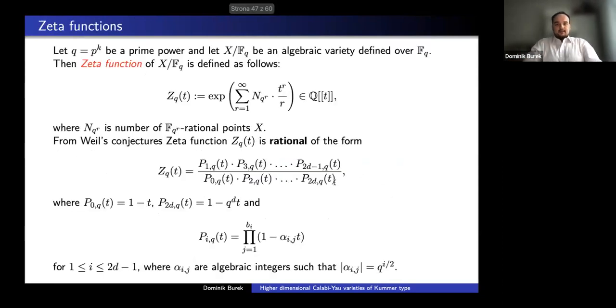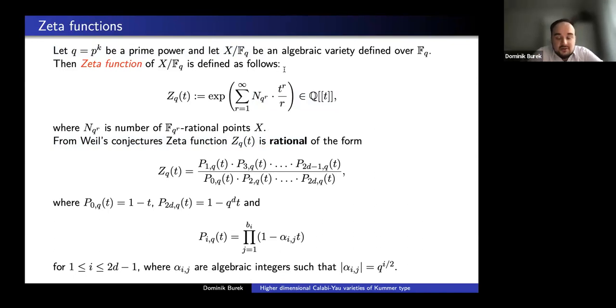All right. And after that, I decided to focus on zeta functions. It is a very important object attached to an algebraic variety. It encodes very important information, such as the number of F_q-rational points. Here we consider an algebraic variety over some finite field F_q, where q is a prime power.